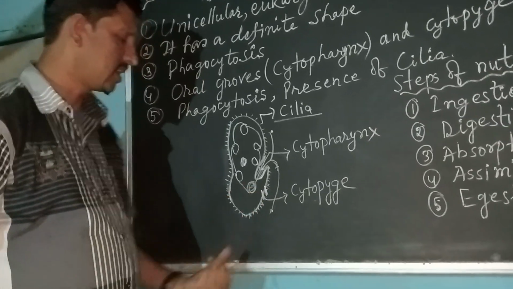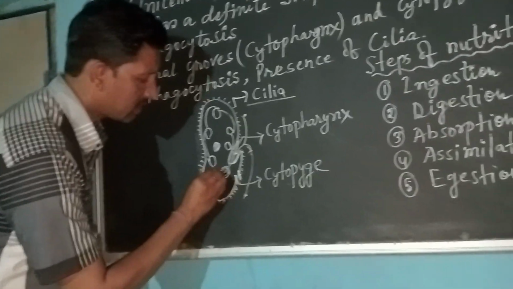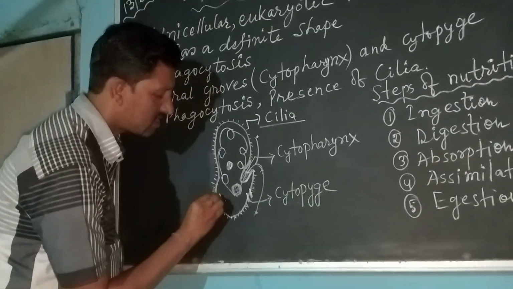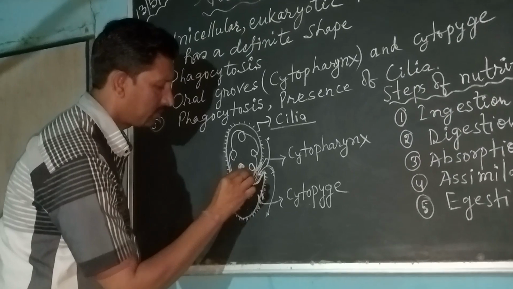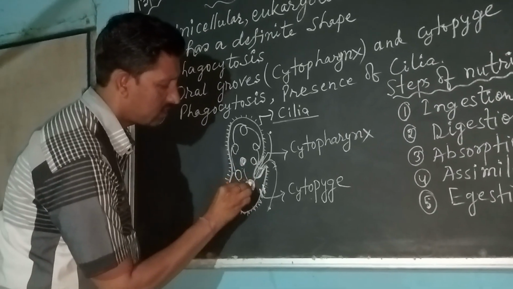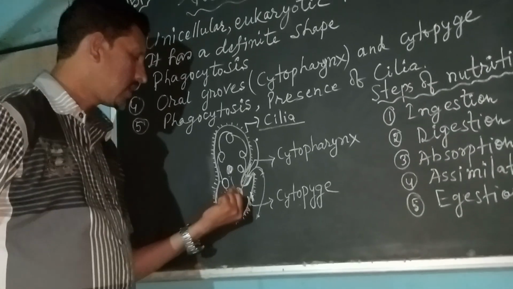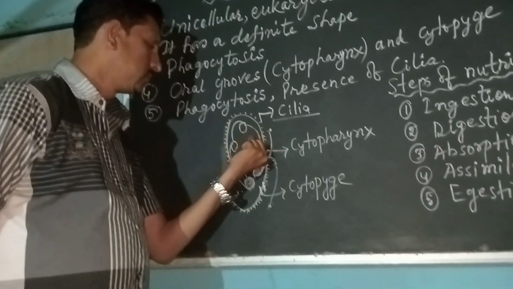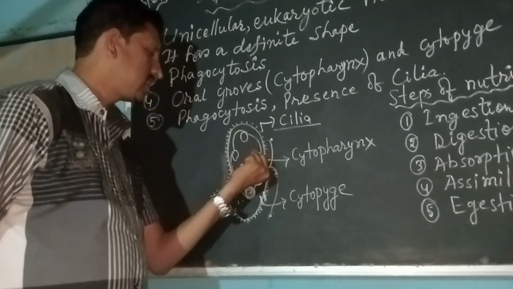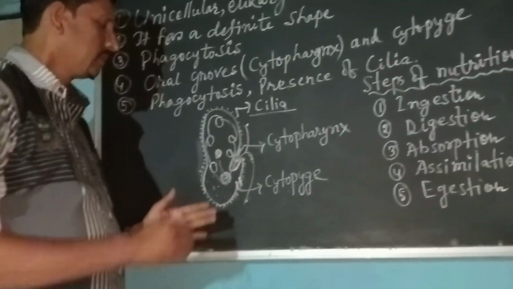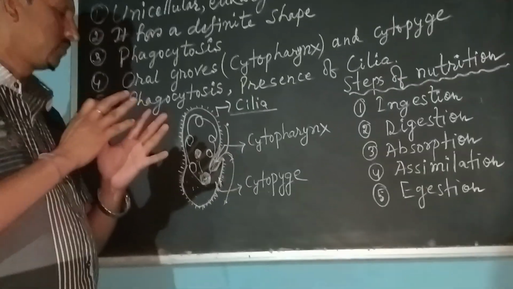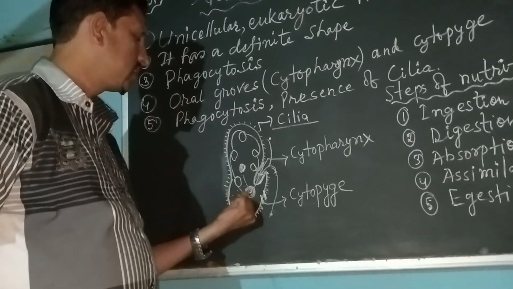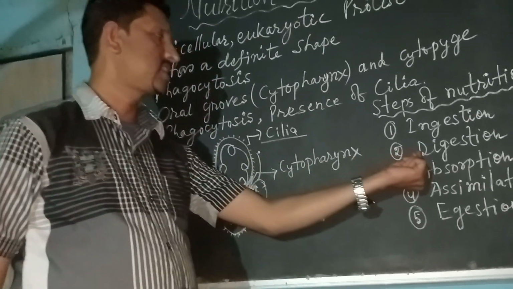Is that clear? Next, when the food particles enter the food vacuoles, the digestive enzyme from the cytoplasm starts to enter the food vacuole. As the food vacuole rotates inside the cytoplasm of the paramoecium, the food complex gets broken into smaller and smaller pieces. Finally, the digestion is completed in the food vacuole. That is the second step.